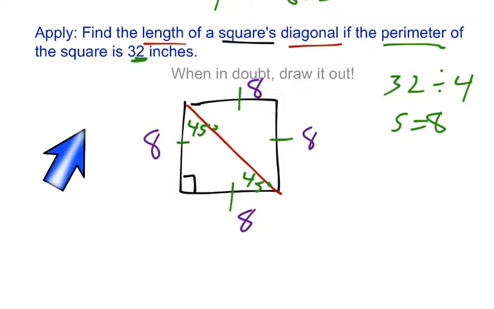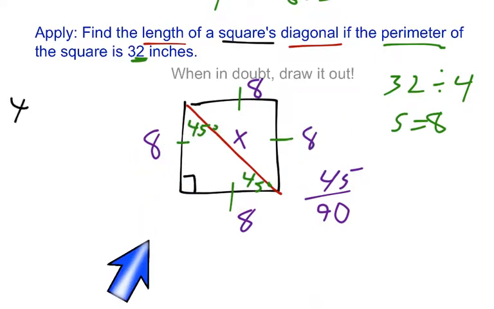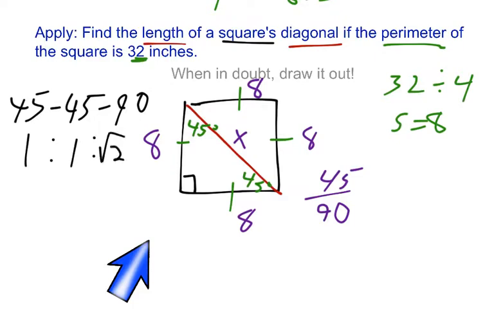Okay, and I want to find this diagonal, so I'm going to call the diagonal x. So I'm going to write 45 over 90, and why am I doing that? Because I know my 45, the side that goes with the 45 is 8. I don't know the 90, which is my x. So I'm going to write my ratio. Do you remember the ratios? I'll write those down again. 45, 45, 90 right triangles have a relationship of 1 to 1 to square root of 2.